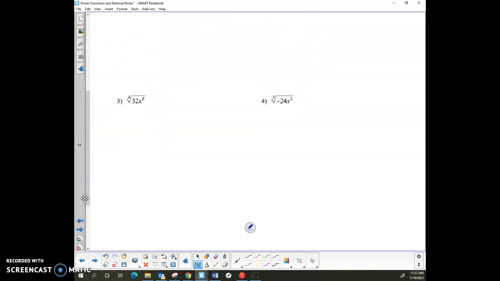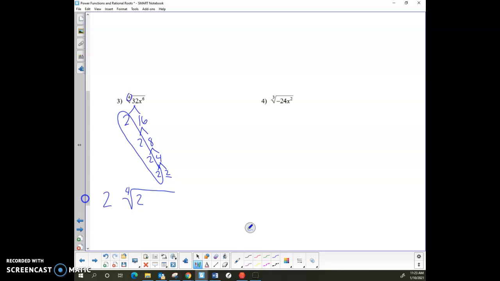All right, what if my index is not 2? It's the same process, but this time we're looking for groups of 4. So 32 breaks down to 2 times 16. 16 is 2 times 8. 8 is 2 times 4. 4 is 2 times 2. So I'm looking for a group of 4. I've got one group of four 2's. So 2 goes on the outside. I'm still left with this 2 on the inside. It doesn't have a group, so it's going to stay on the inside.